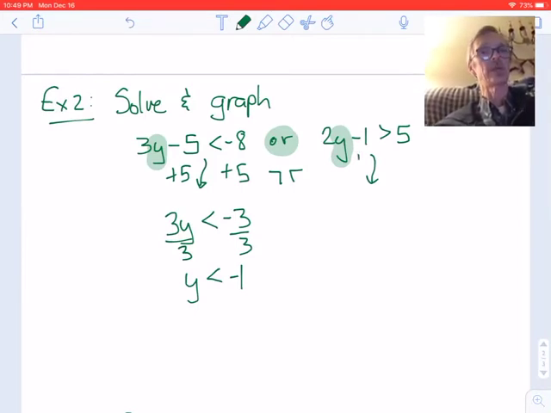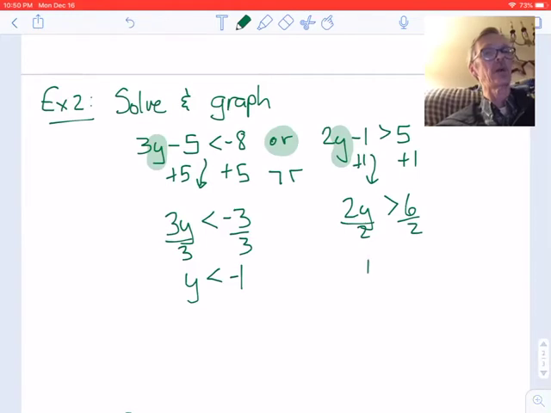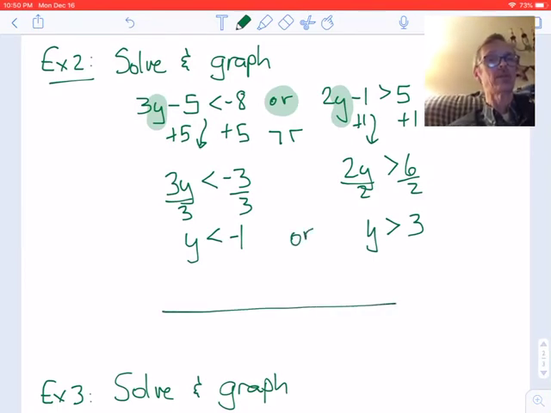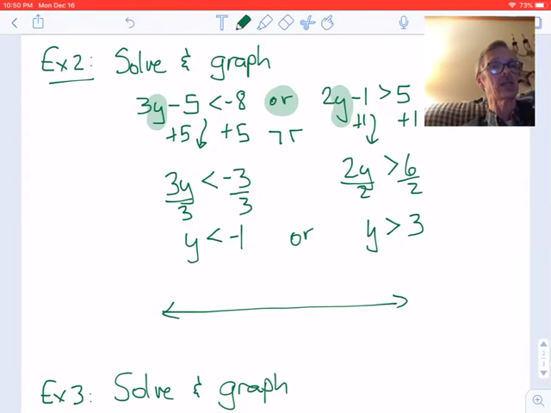Now go to the right side, same thing. This time you've got a negative 1, so add 1 to both sides. That gives you a 6. And then we have a 2y on the left. Getting rid of the 2 in front of the y, we divide both sides by 2. And that gives me y is greater than 3. Don't forget about that OR in between there. This is going to give us the hockey sticks.